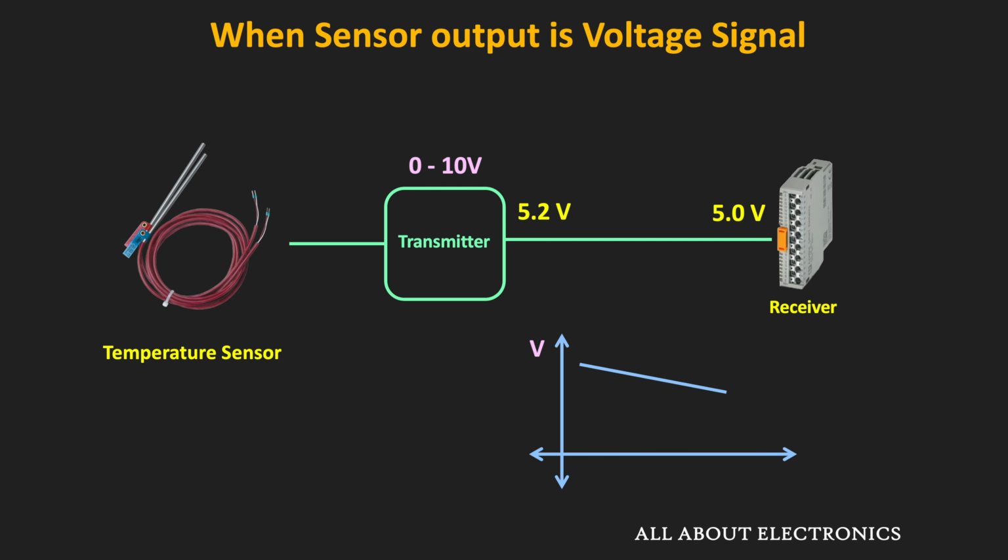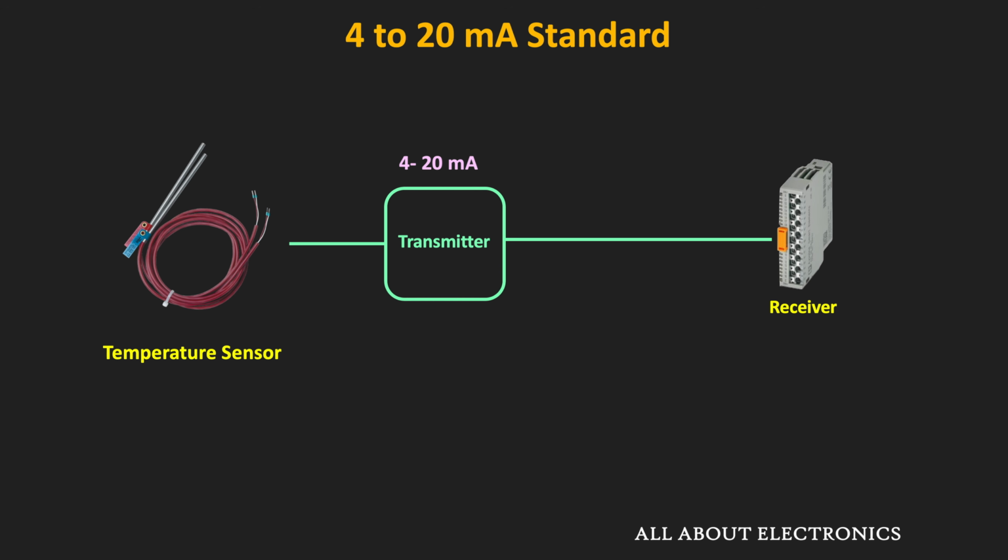But if you see the current signal, that is not a problem because the current remains the same throughout the cable length. So that is another advantage of transmitting the field parameters in the form of current. That means using this 4 to 20 milliampere signal, it is possible to transmit the signal over a longer distance.